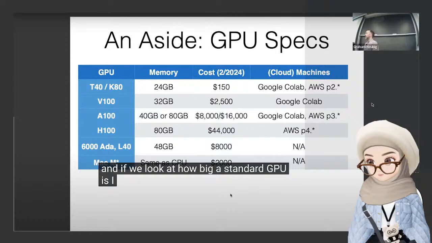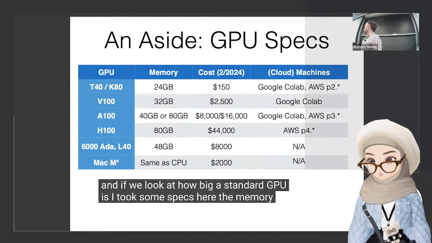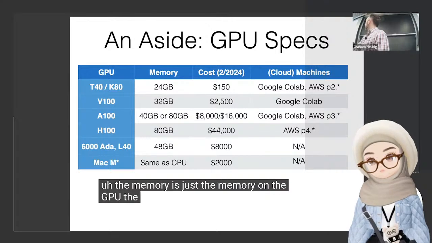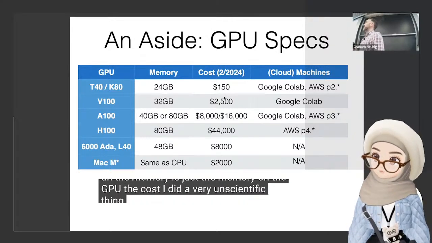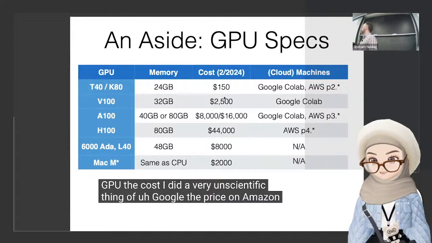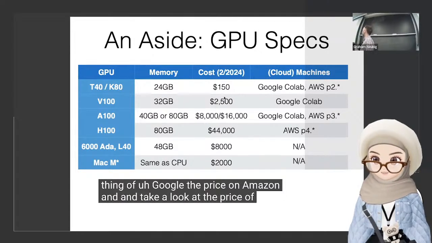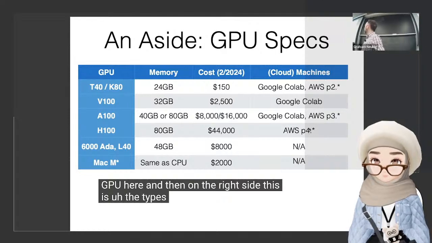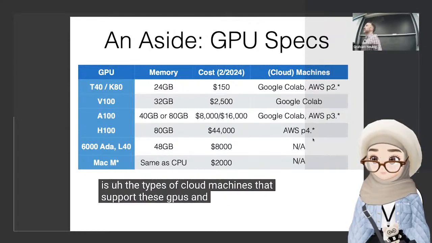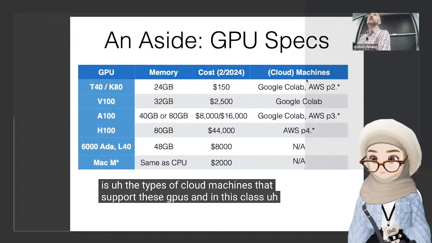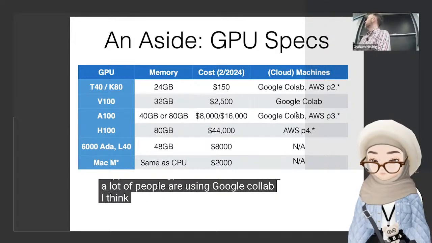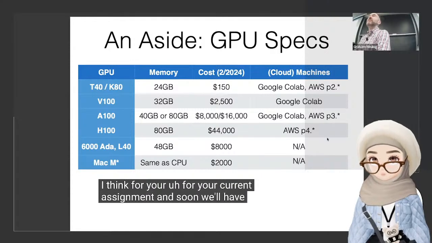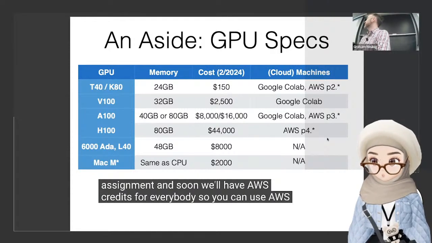Here are some GPU specs. The memory is just the memory on the GPU. For the cost, I did a very unscientific thing of Googling the price on Amazon and taking a look at the price of the GPU here. And on the right side, these are the types of cloud machines that support these GPUs. In this class, a lot of people are using Google Colab for your current assignment, and soon we'll have AWS credits for everybody, so you can use AWS machines.